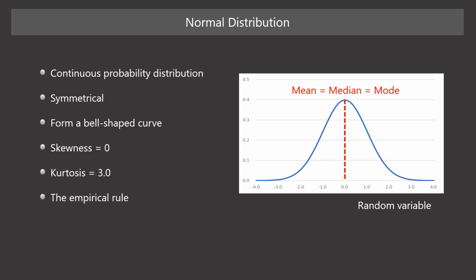And since data distribution is symmetrical, in a normal distribution, the value of skewness is 0. And a normal distribution's kurtosis equals 3.0.